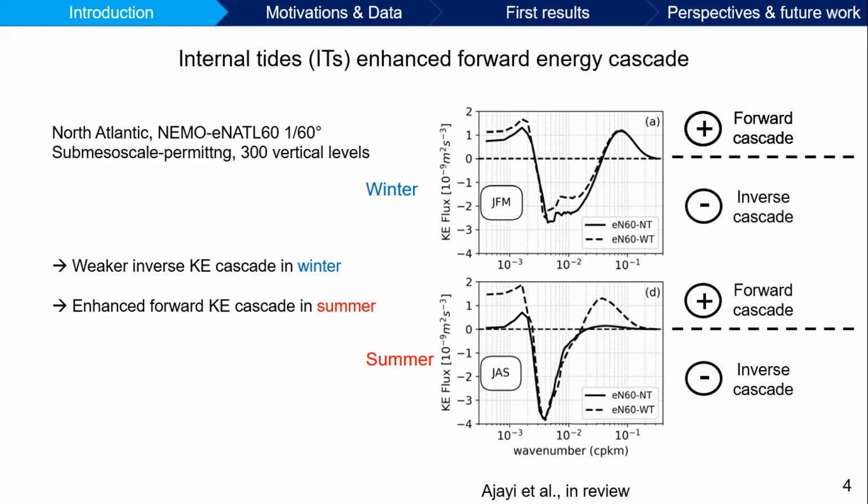So they have 2 simulations, one with explicit tidal forcing, the with tide simulation, and another one with no explicit tidal forcings, the no tide simulation. And what you can see on the fluxes is that in winter, you have a weaker inverse cascade in the presence of internal tides. And in summer, you have an enhanced forward kinetic energy cascade at large scales and also at small scales. So you can see that you have an impact of the presence of the internal tides.